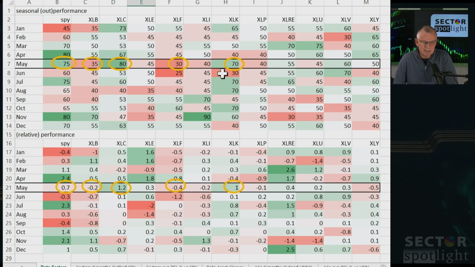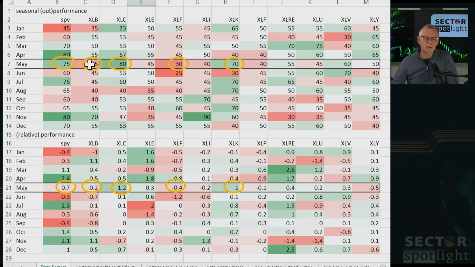If we stick on the spreadsheet a little longer and move to the section with the average performance numbers for the month of May, you can see that they're lining up very nicely. So again, starting with the S&P 500, 75% of the time the S&P closes higher. The average gain for the S&P 500 over the last 20 years is 0.7%, 70 basis points. That's quite good.